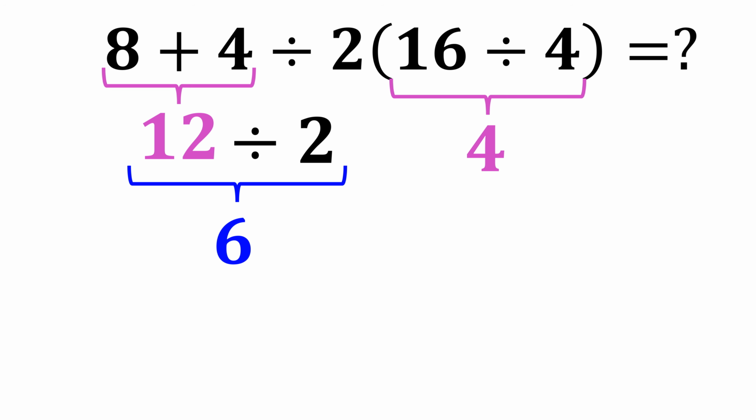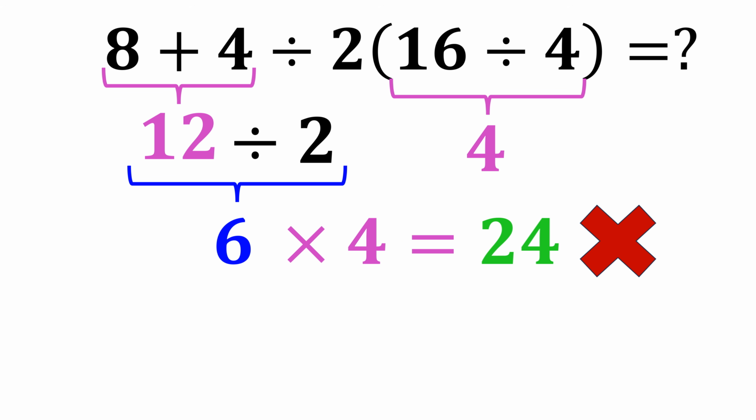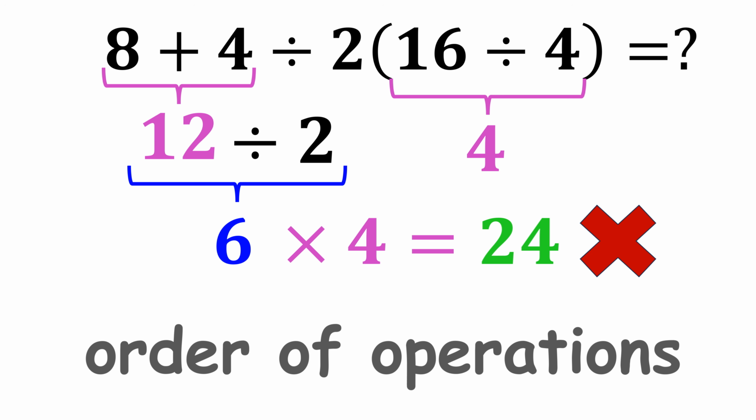8 plus 4 equals 12, and 12 divided by 2 equals 6, and the result inside the parentheses is 16 divided by 4 equals 4, and finally 6 times 4 equals 24. But this answer is wrong because we didn't follow the order of operations.